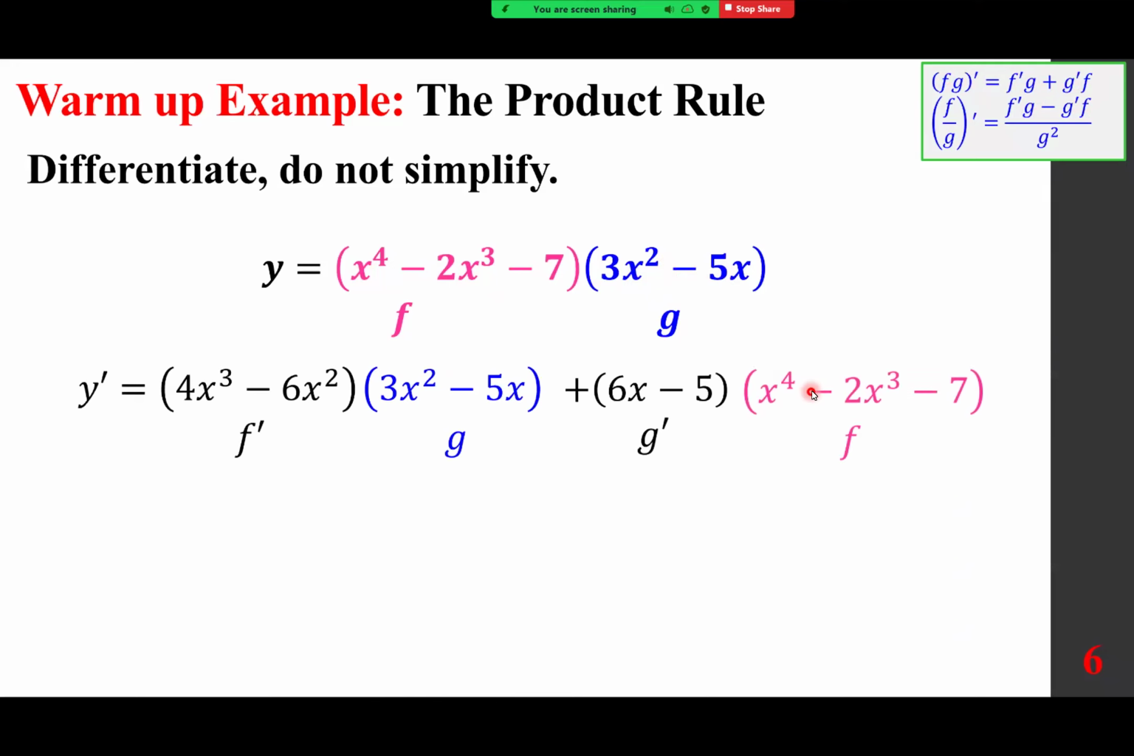And this is the only calculus step. Now you need a few more steps to finish this algebraically. I leave it for you to do so because this is just a warm-up example.